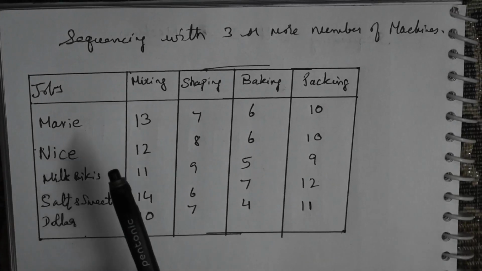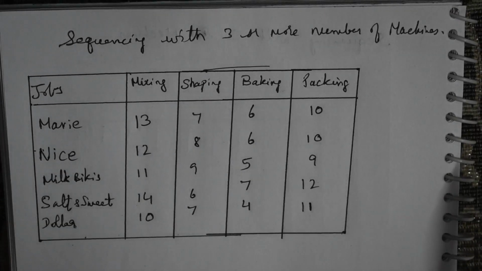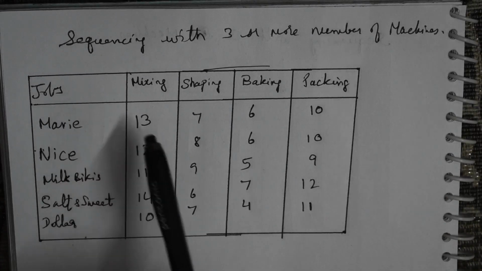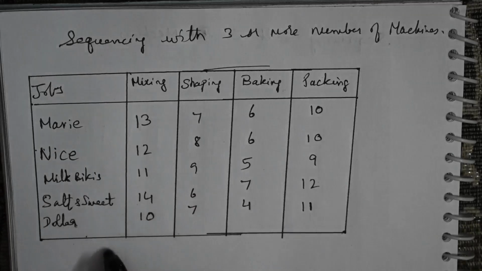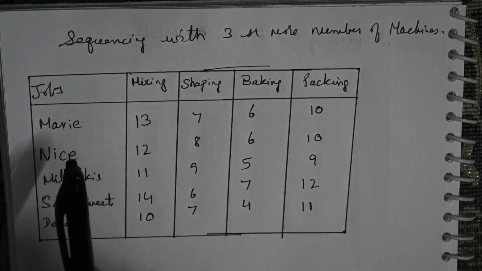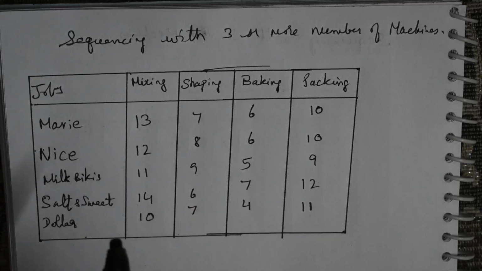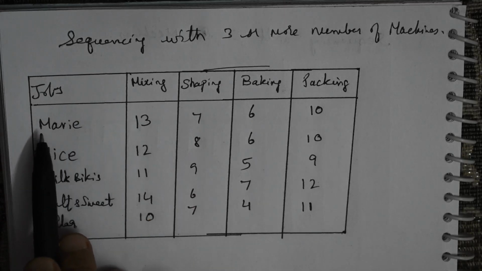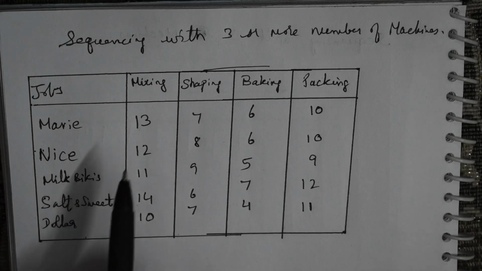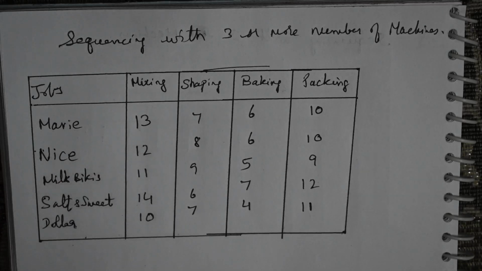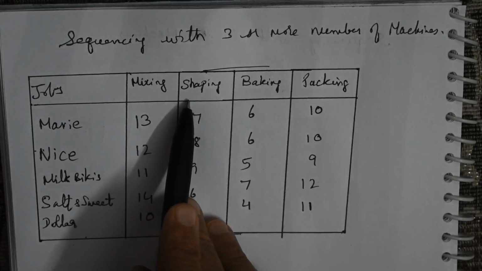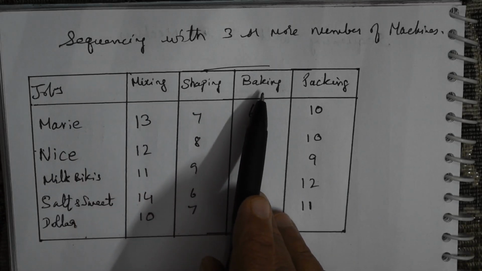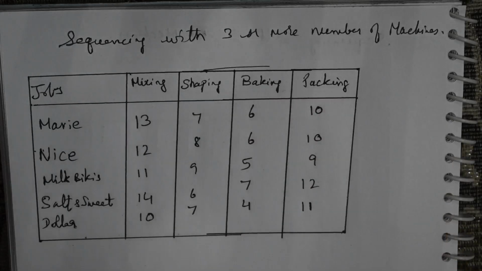I am going to teach you sequencing with 3 or more number of machines. Here I am having a biscuit factory as an example, where we have 5 products which are given as jobs: Mari, Nice, Milk Bikis, Salt and Sweet, Dollar. For each of these biscuits, the process of the machine is going to be the same. First mixing, followed by shaping, and then baking, and finally packing.